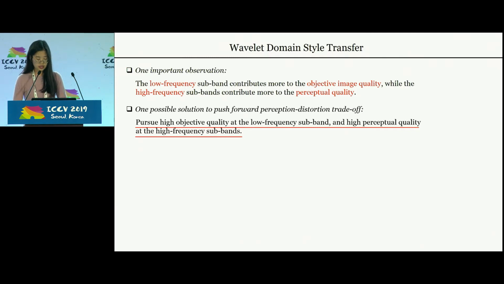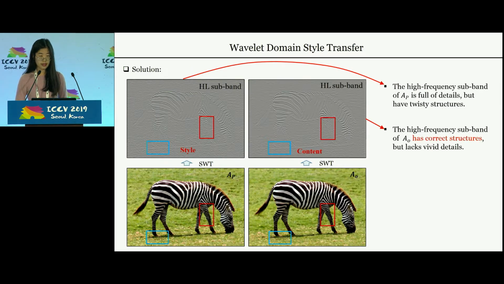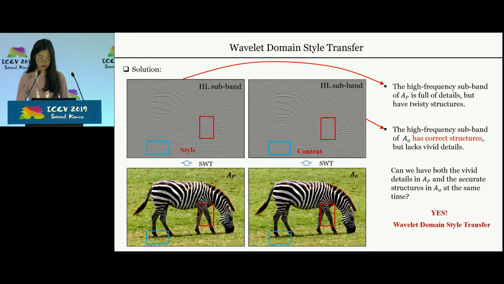However, if we do so, we can still have some problems. That is, the high-frequency subbands may contain some messy structures, as we show here. So how to solve this problem? We can have access to these 2 images very easily. And we found that AP has twisted structures, but AO has correct structures. So we are wondering whether we can rearrange the structures in AP with the guidance of AO using style transfer. Well, the answer is yes.